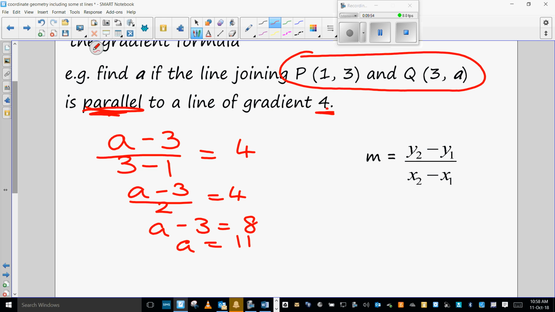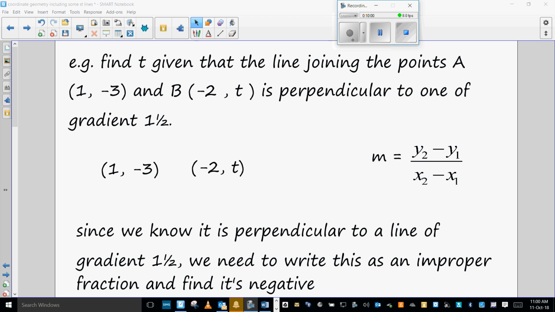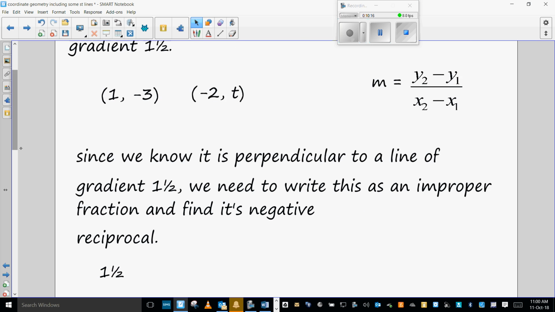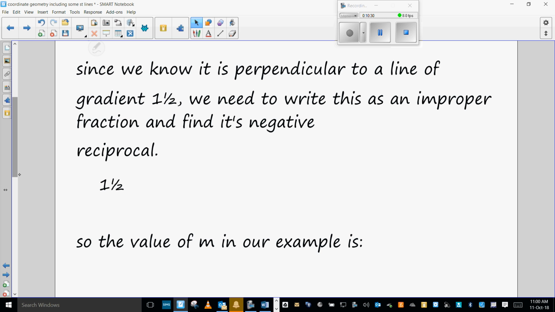Yes? So find T, given that the line joining points A and B is perpendicular to one of gradient 1.5. Okay, so we've got our two coordinates. Label them x1, y1, x2, y2 if you wish. We know that it's perpendicular to a gradient of 1.5. Now, 1.5 is not helpful, so we want to write that as an improper fraction. We're good at doing that because we learned all about fractions. So 1.5 is what? 3 over 2. Okay, so 1.5 is 3 over 2.